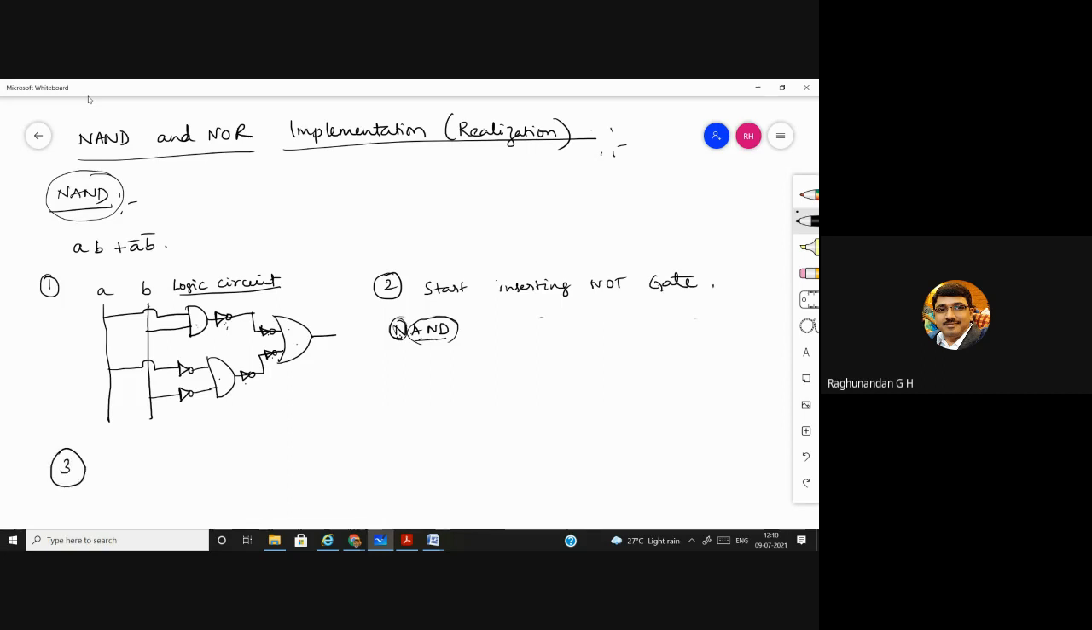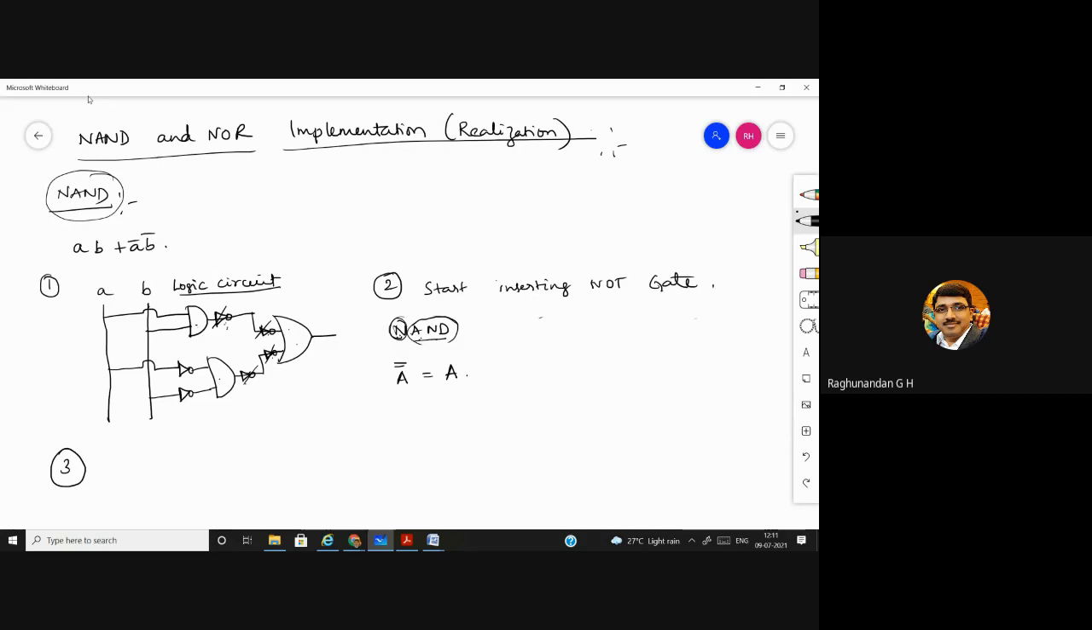Then step 3: if you have two NOT gates in a single line, they should cancel each other out, because you know that A double bar is equal to A. In the same way, with two NOT gates, cancel them out. Can we cancel this NOT gate? See, this is in a single line, so we cancel it out. What about this NOT gate?